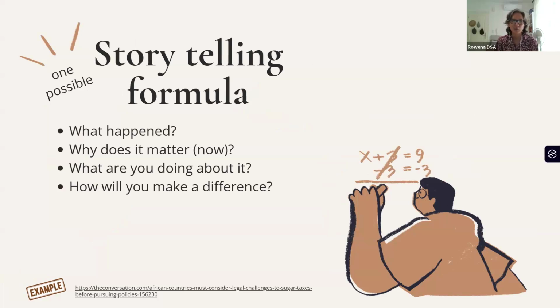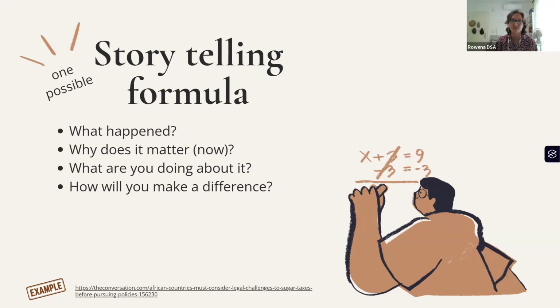And it's a tried and tested formula because as humans, this is kind of how we are used to understanding things: the problem, why it matters, how we're going to fix it, how will that make a difference. And it's just something that you can play with. It's not the only formula, but it is one. You will find this formula played out quite often in The Conversation. And so I've linked to an example there.